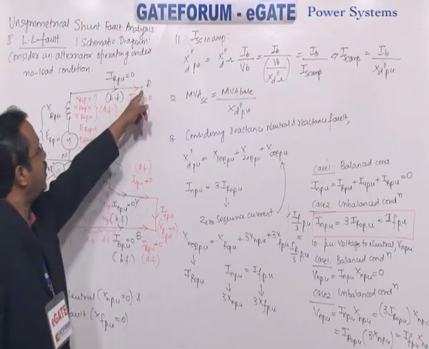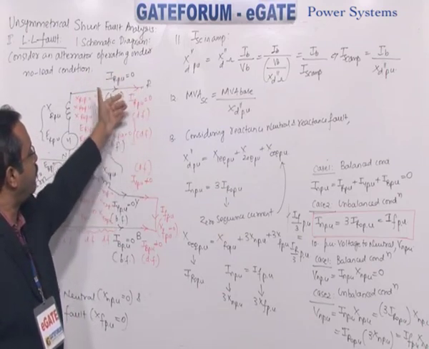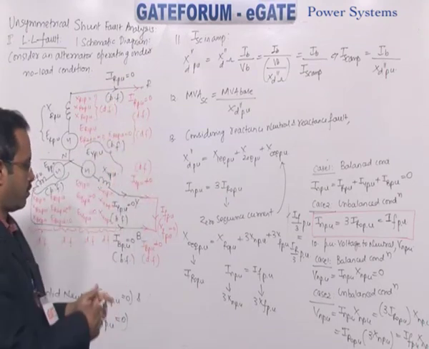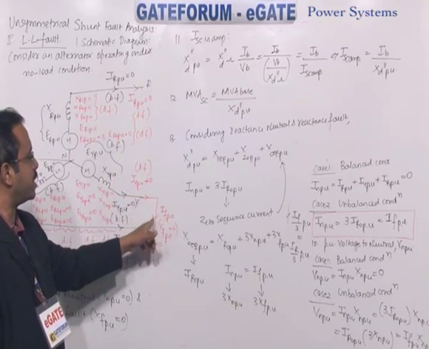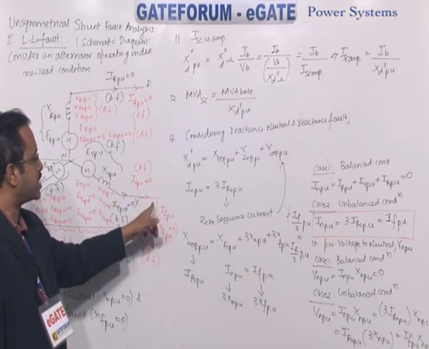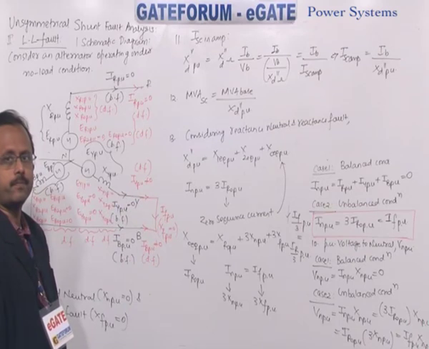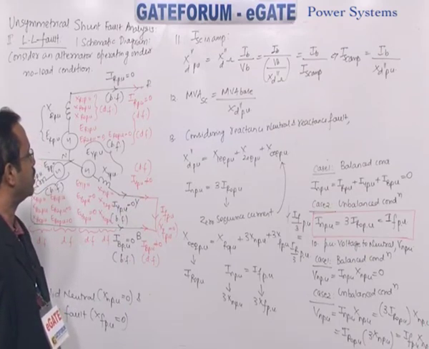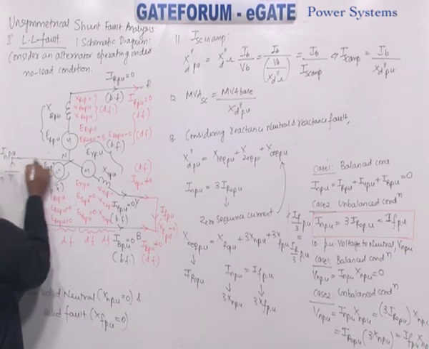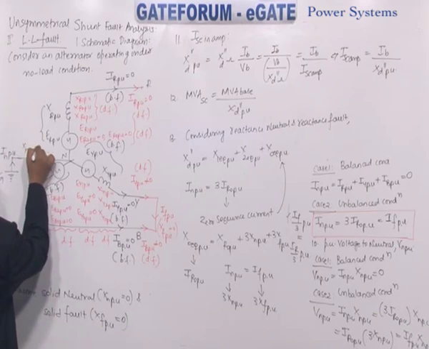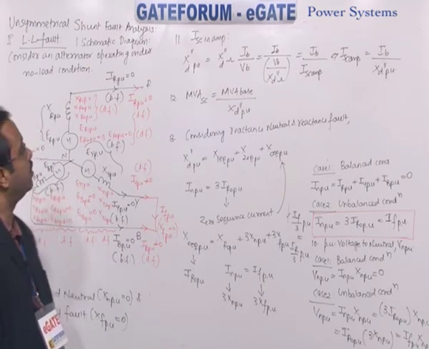So for R phase, not involved with fault, IR per unit is 0 before fault and during fault. And what about now Y phase and B phase? Fault current IF is the same as IY per unit, or you say fault current IF equal to minus IB per unit. So here also we assume initially solid neutral, that means XN per unit is 0, and solid fault, XF per unit is 0.